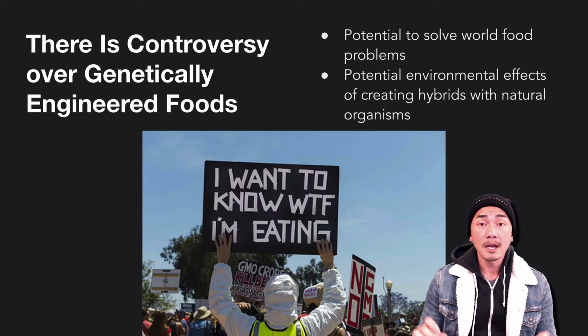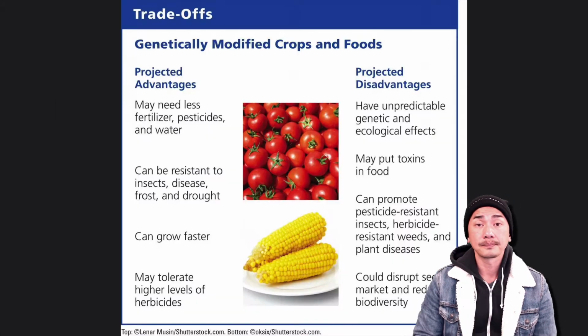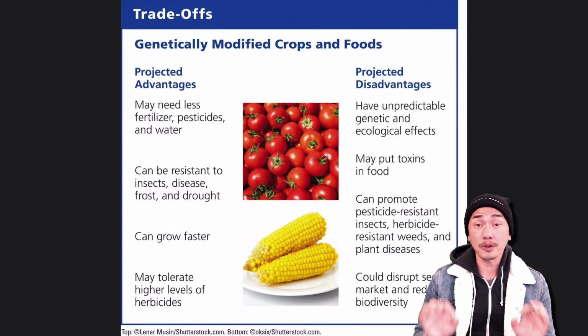In modern times, scientists have manipulated the DNA of food to make it grow faster, last longer, or be more nutritious. This is called genetic engineering, and genetically engineered foods have both pros and cons. Some people think that genetically modified organisms, or GMOs, will help us solve world food problems. But a lot of other people worry that these GMOs will create hybrids with natural organisms and cause problems that way. This infographic shows both the pros and cons of genetically modified crops and food.